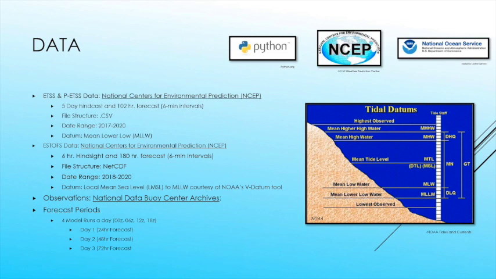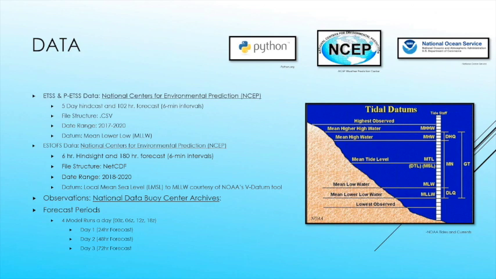Let me talk a little bit about the data before we jump into the results. I was able to use Python for a majority of this project. All the data came from NCEP, thanks to them for supplying the data. The observations came from the National Data Buoy Center archives. The date ranges for the ETSS and PETS were from 2017 to 2020, while the SDOFs was from 2018 to 2020, March of 2020 for both.